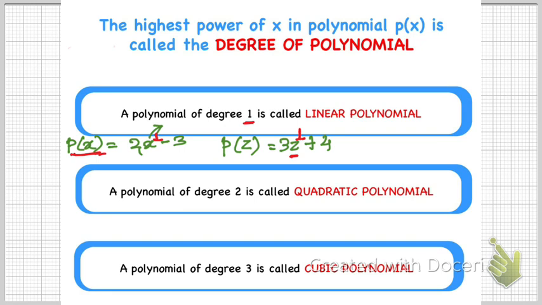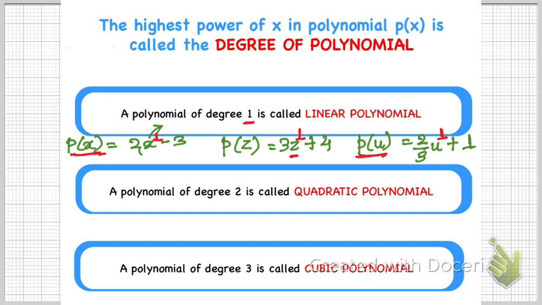Considering some more examples, if we take p(u) = (2/3)u + 1. In this case also the power of u is 1, so this is also a linear polynomial.